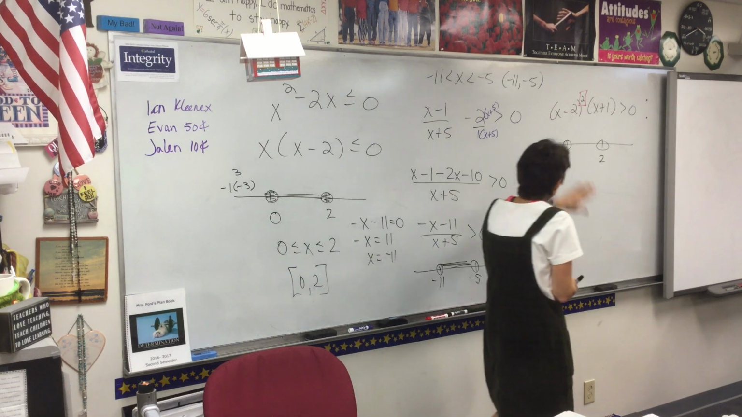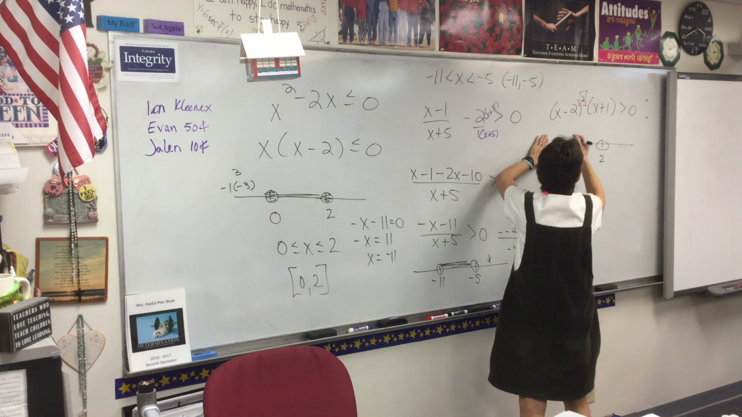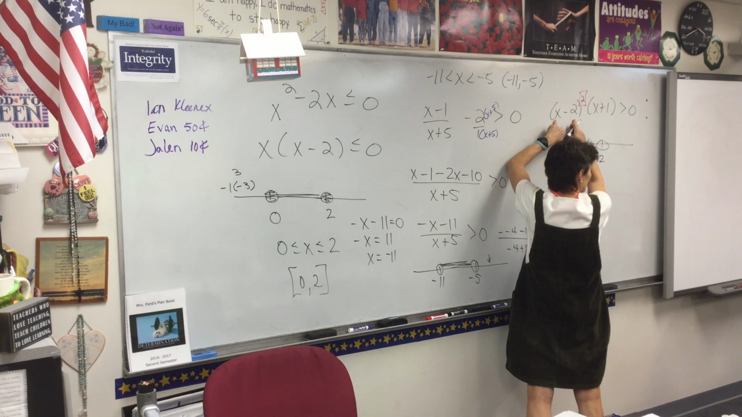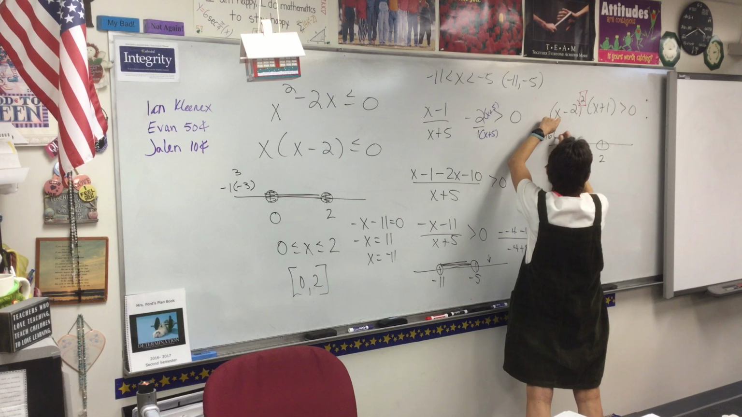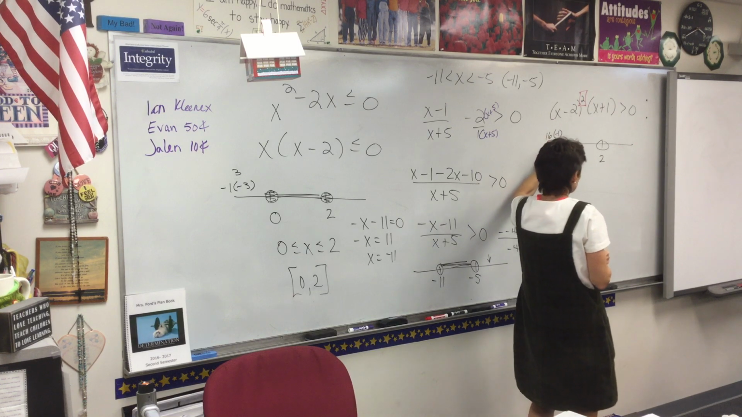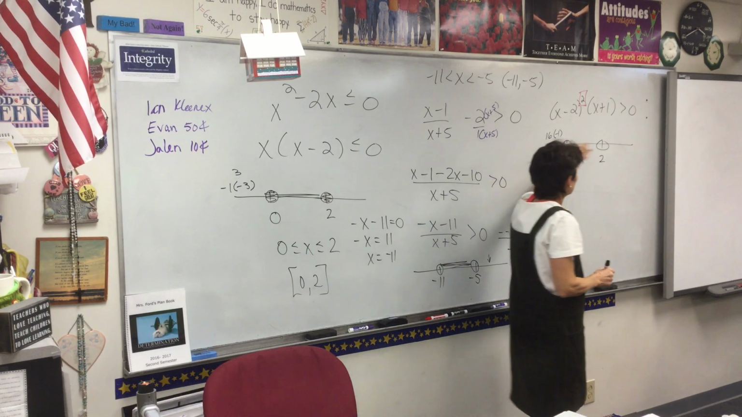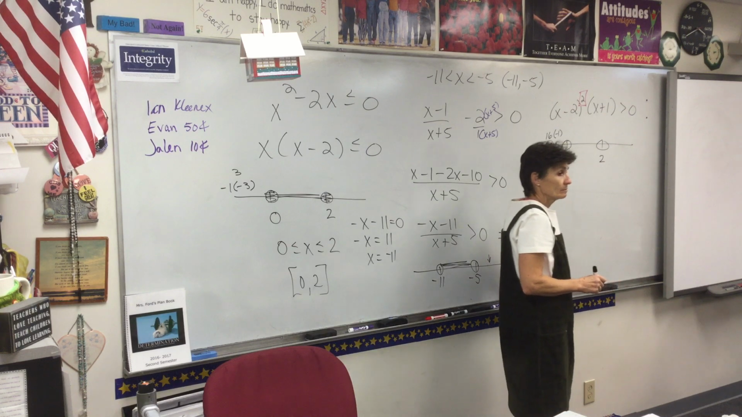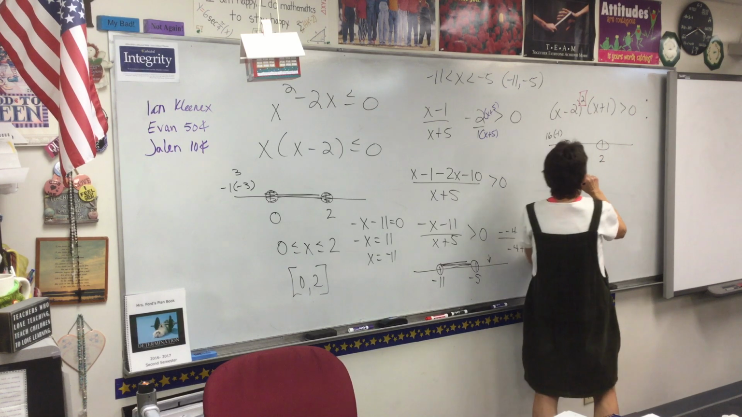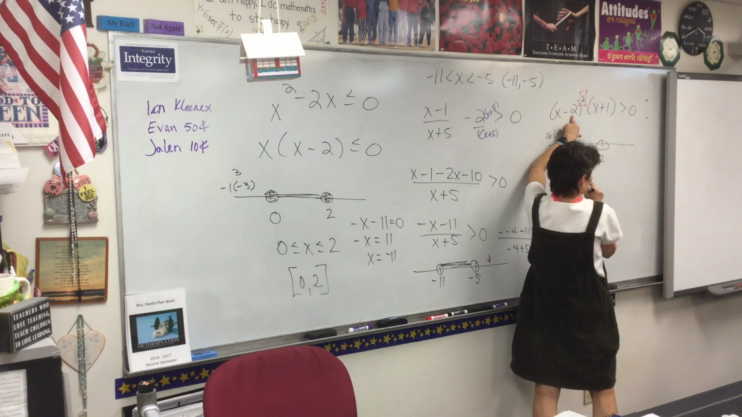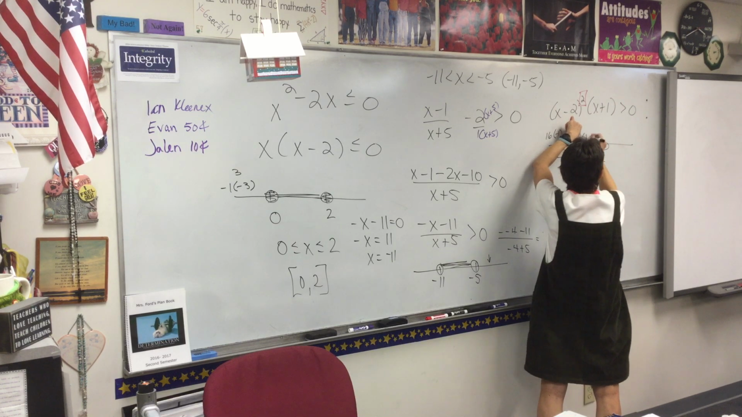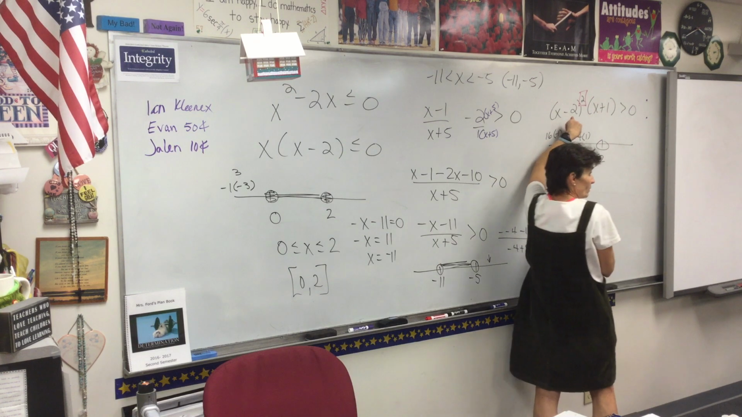All right, so here we go. Pick a number out here. -2. So that would be -2 minus 2, -4, squared, 16. -2 plus 1 is -1. Is 16 times -1 bigger than 0? No, so I don't shade it. All right, pick a number in here. 0, great choice. 0 minus 2 is -2, squared, 4. 0 plus 1 is 1. Is 4 times 1 bigger than 0? Yeah.